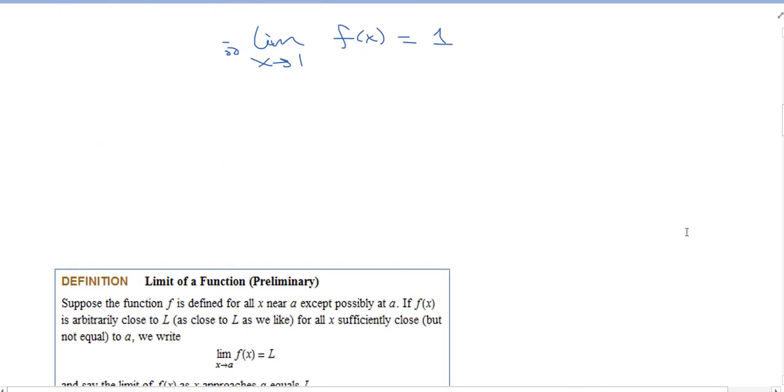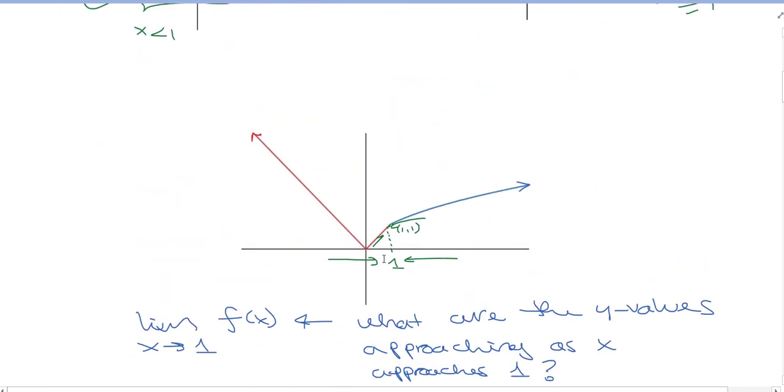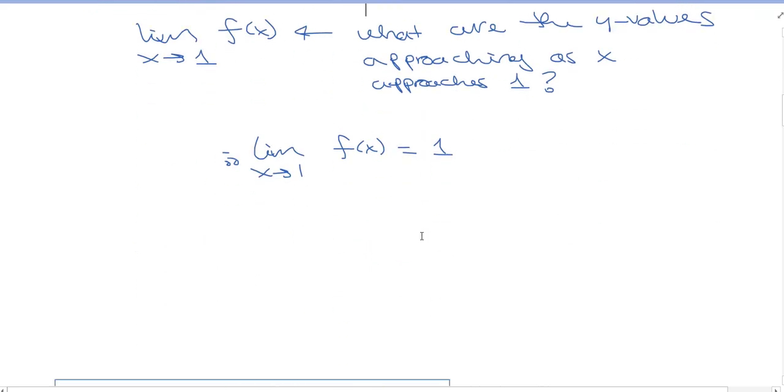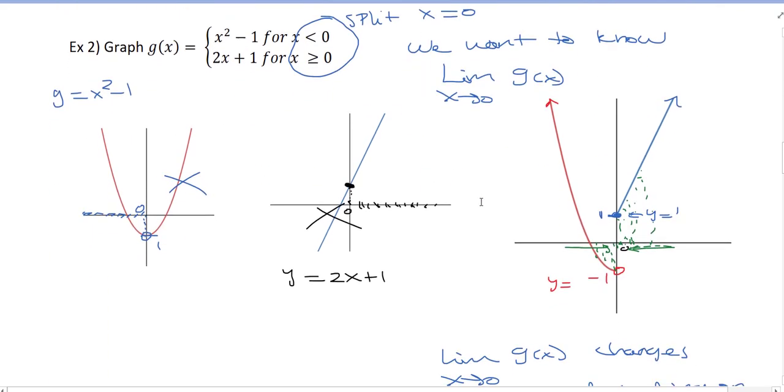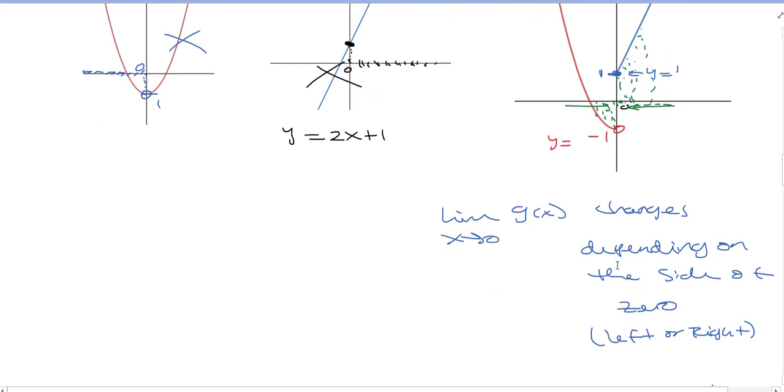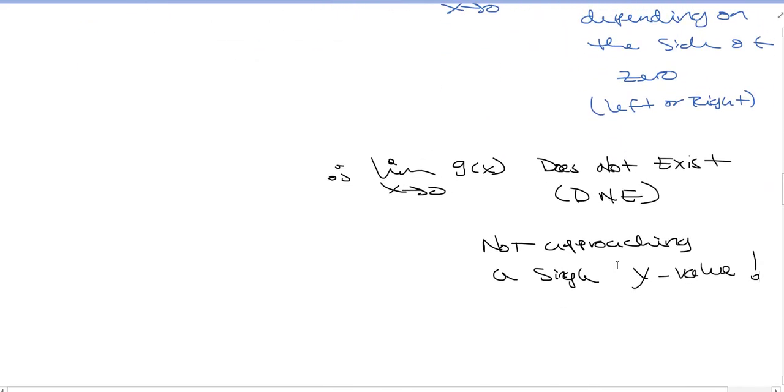So in our first example, notice that as x went to 1 from the left, we're approaching 1. As x approached 1 from the right, the y values are still approaching 1. So the limit is 1. Right? The limit is asking what y value are we approaching. In this example, as we approach 0 from the left, the y values are going to -1. And as we approach 0 from the right, the y values are approaching 1. So the y value is not approaching a single y value, so the limit does not exist. So that's what that means.